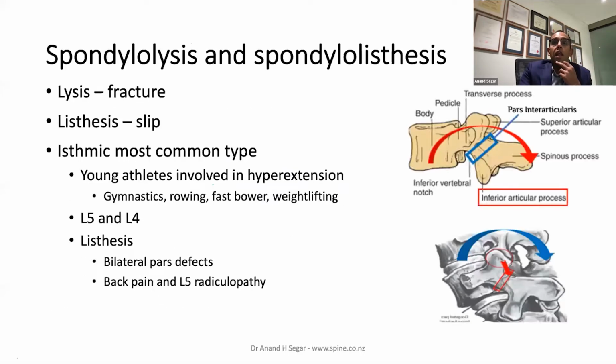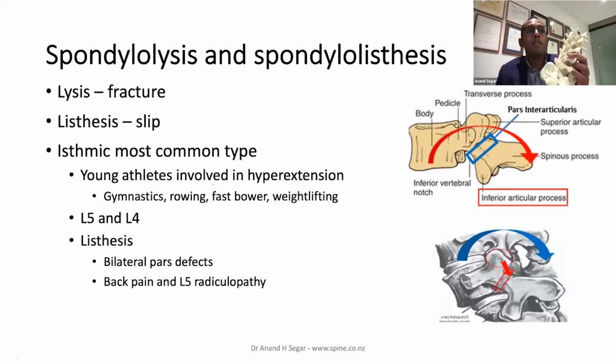So what is spondylolysis or spondylolisthesis? Lysis means fracture, listhesis means slip. And the fracture occurs in the pars interarticularis, which is the blue box there on the diagram. And if I show you on a model, that is this area here, this is looking at the side profile, between the 2 joints of the spine.